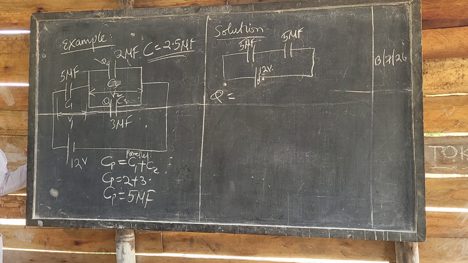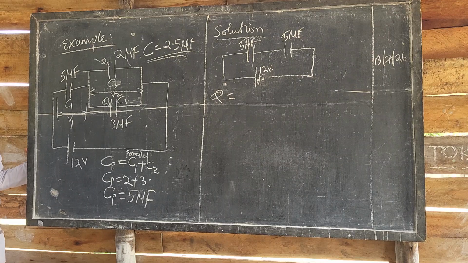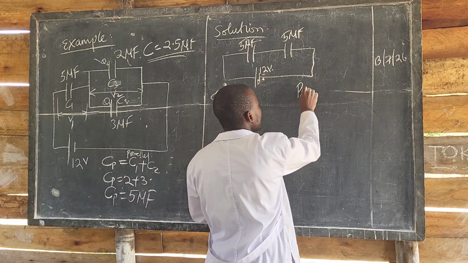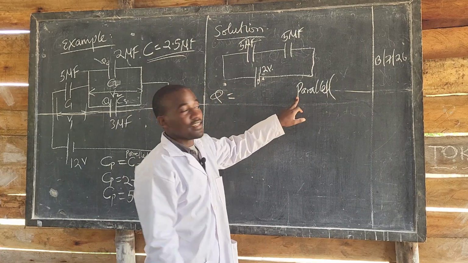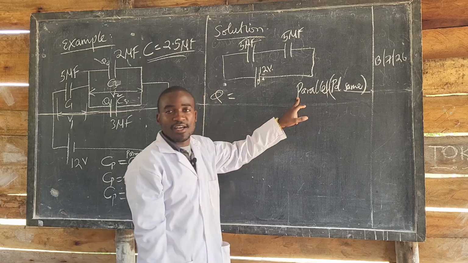It's only the charge on their plates which is not the same. But now for series, the V is not the same. It is the charge which is the same. So I actually used to say that for parallel, the fact that it starts with a P, the PD is the same. Are we together?